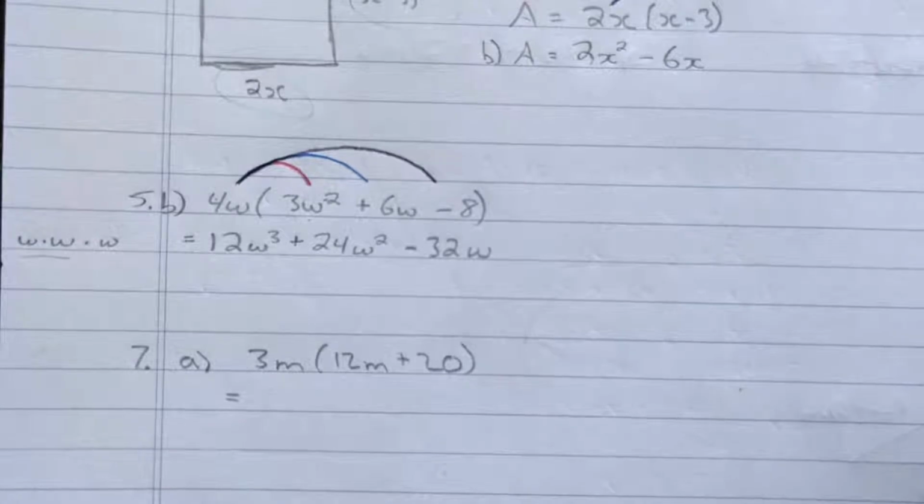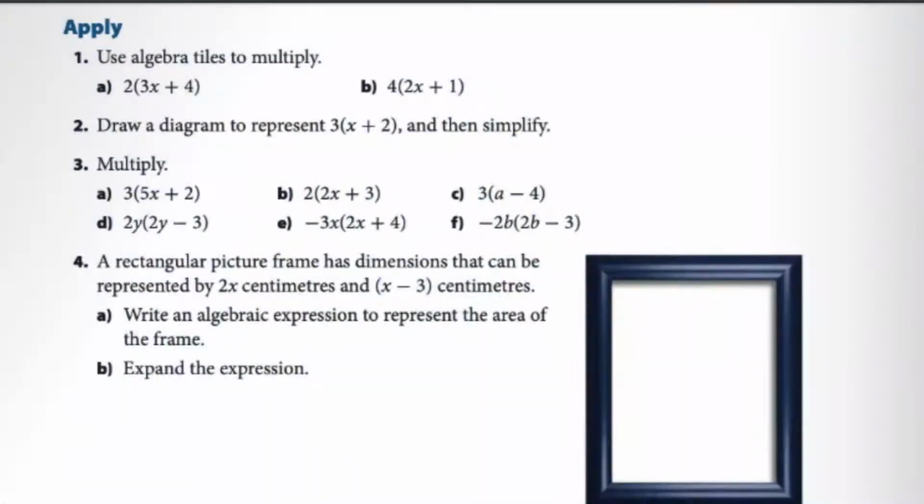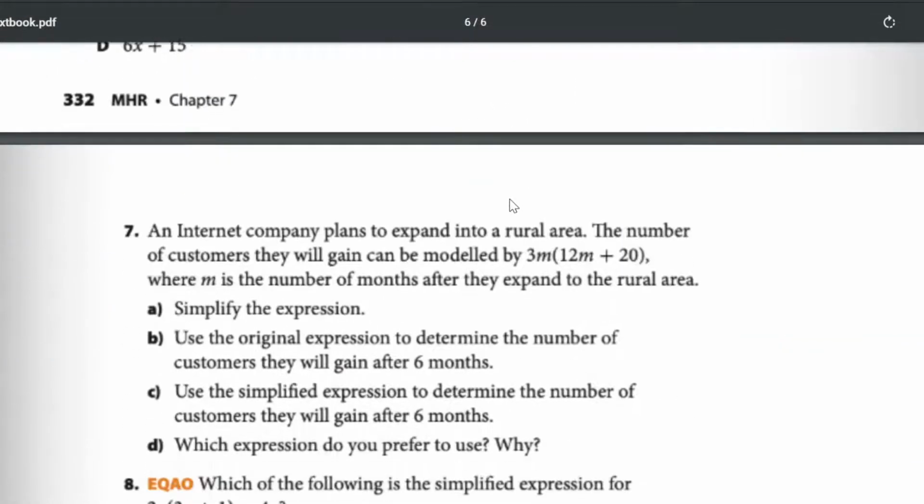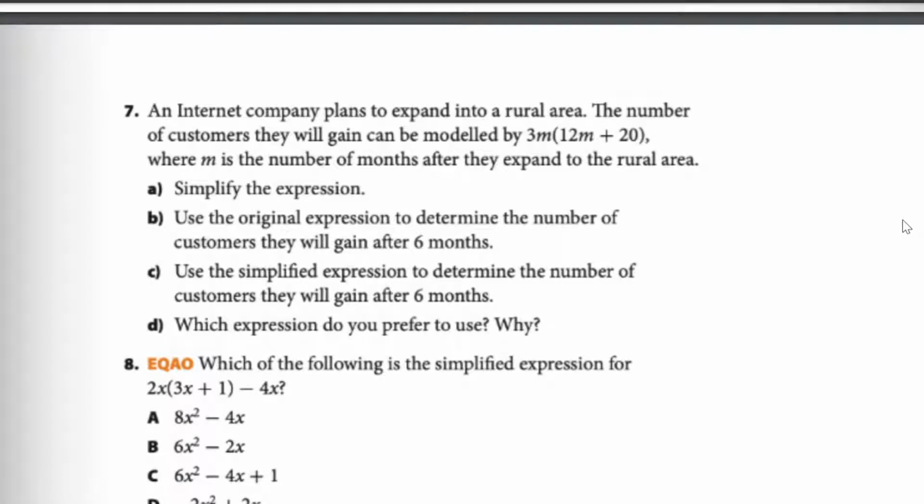The next question to take a look at here was number 7. In the case of number 7, it's a little bit more of a word problem. So you have an internet company that plans to extend into a rural area. The number of customers they will gain can be modeled by 3m times 12m plus 20, where m is the number of months after they expand into the rural area.